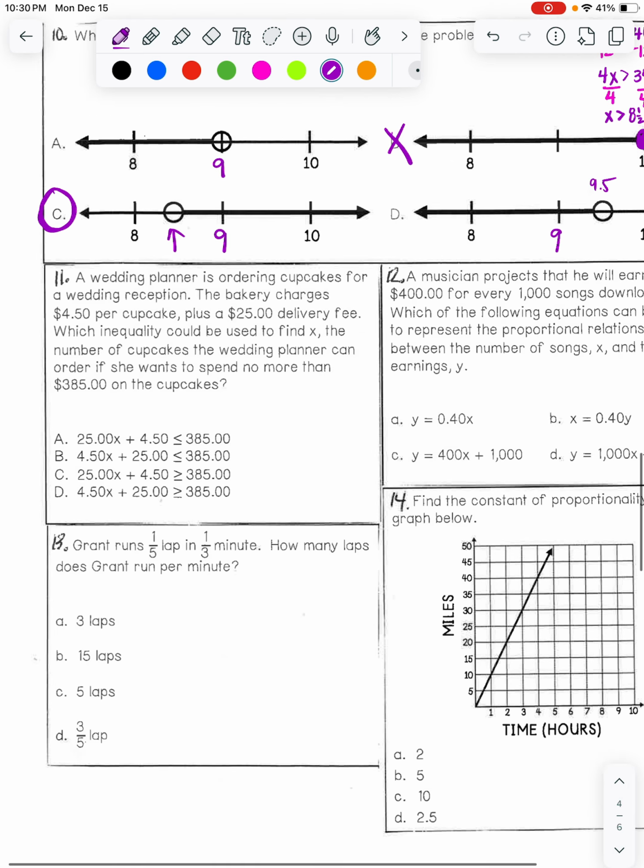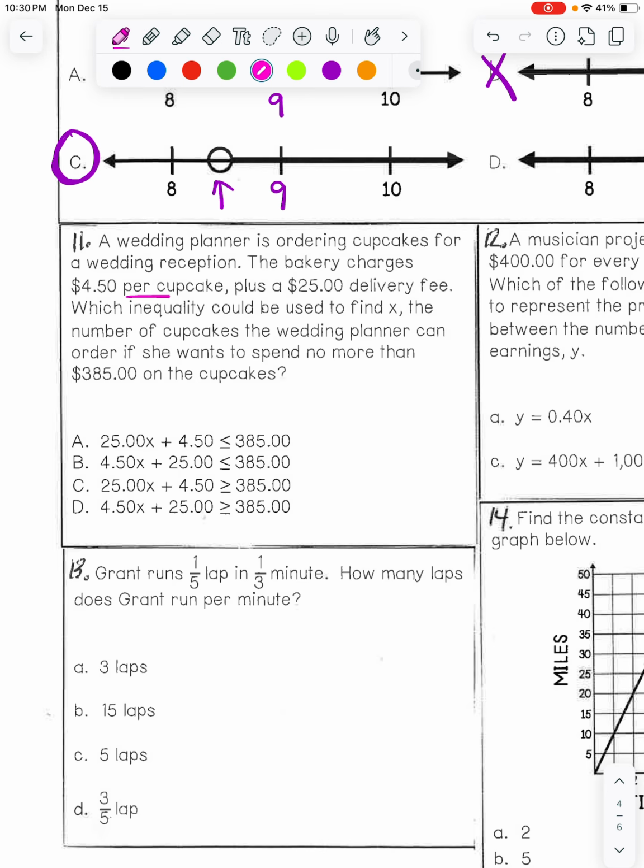Number 11, a wedding planner is ordering cupcakes for a wedding reception. The bakery charges $4.50 per cupcake. Each cupcake's $4.50 plus, look at that, same pattern as before, that $25 fee. Here in this problem, she wants to spend no more than $385. Remember we talked about that in class? That means that's her budget. She has $385, but she can't go over that $385 budget. So it has to be less than or equal to $385.